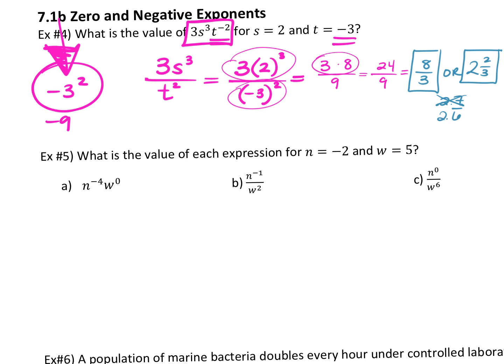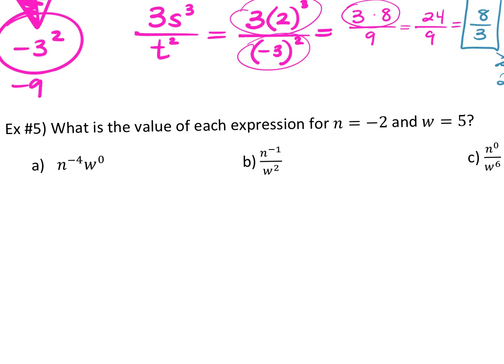Okay, so talk me through how I would do letter A here. What would I do first? Simplify by doing what? N to the negative 4th, W to the 0. What do you do with that? You're going to move N to the 4th to the bottom, make it positive. Okay, what's W to the 0? 1. Is that in the numerator or the denominator? It's a numerator, right? It's W to the 0 is 1.